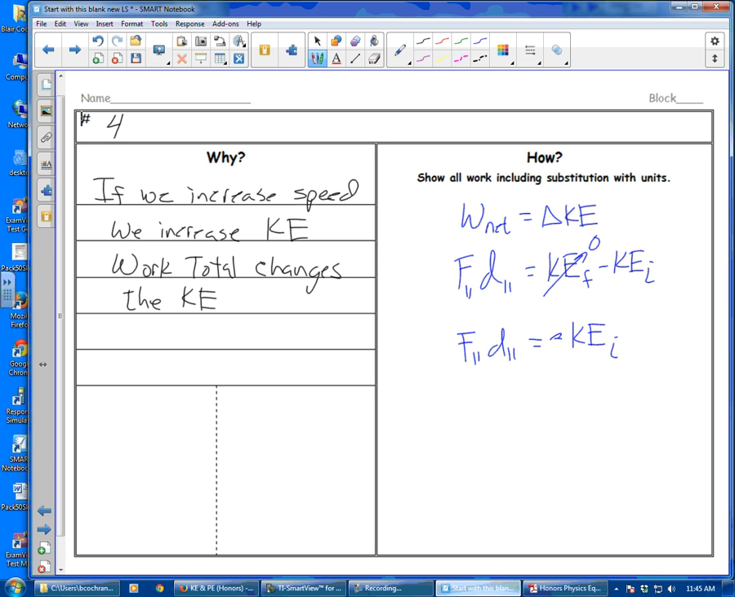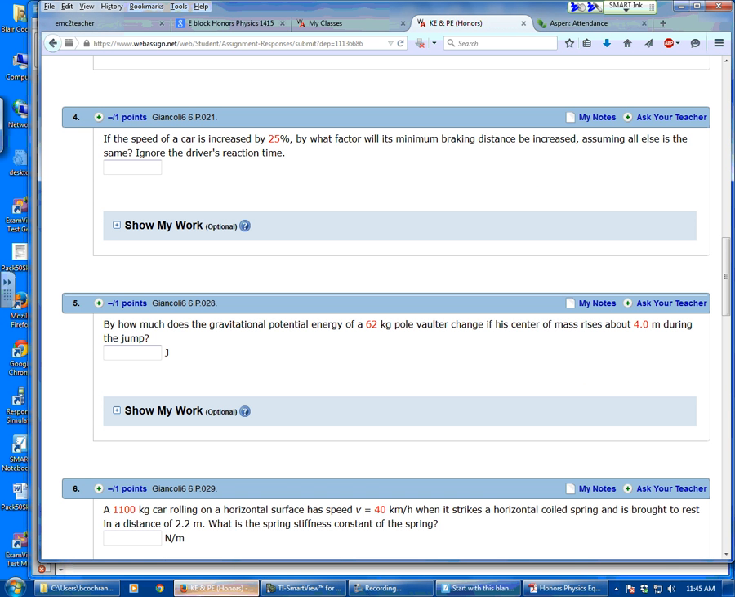So mathematically, we're just going to forget about that negative, because we're going to keep in mind that the force is causing work that's taking energy away. All right? So we're left with F d equals 1/2 the inertia, the velocity initial squared. And now we have the new situation where we increase the speed by 25%, and we want to know how the braking distance is increased.